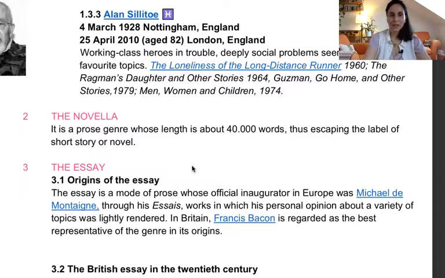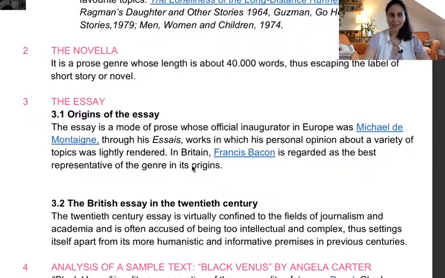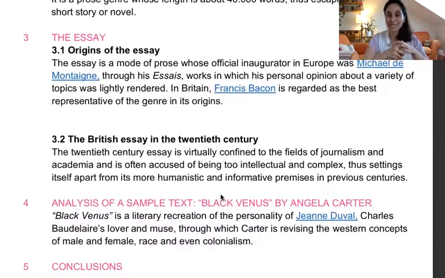The essay. Origins of the essay. The essay is a mode of prose whose official inaugurator in Europe was Michael de Montaigne. Through his essays, works in which his personal opinion about a variety of topics was lightly rendered, in Britain, Francis Bacon is regarded as the best representative of the genre in its origins. So just remember these two names, and then we continue with the British essay in the 20th century.